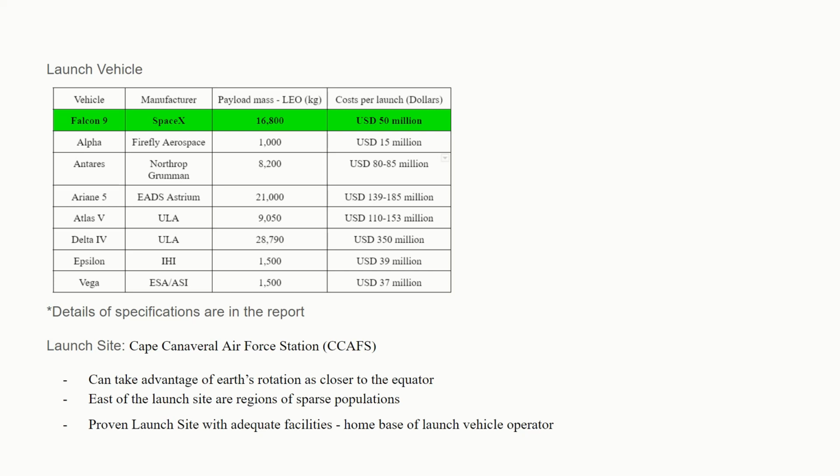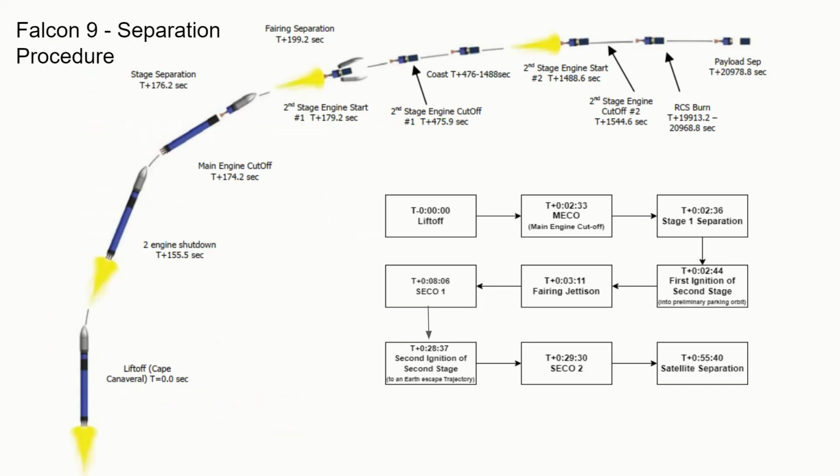For the launch site, we chose Cape Canaveral because it can take advantage of the Earth's rotation as it is close to the equator. East of the launch site are regions of sparse population, and it is a proven launch site with adequate facilities as it is the home base of the launch vehicle operator, in this case SpaceX.